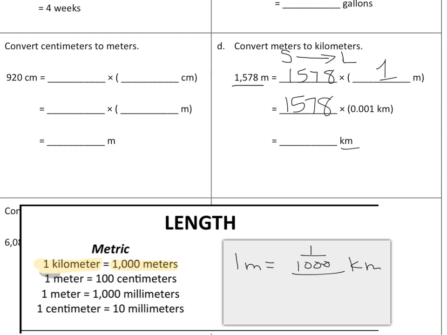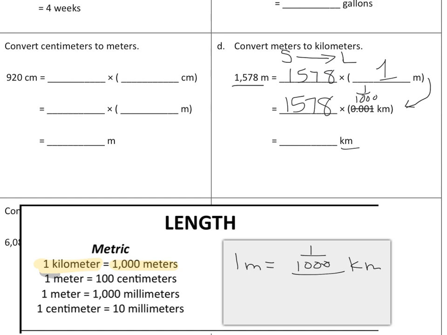Now what they did here is they converted for us as a decimal. But I actually want you to cross off this decimal because this decimal of 0.001 also represents the fraction 1/1,000. And I want you to write 1/1,000 for me. Now, what we're going to do now is multiply 1,578 times 1/1,000.